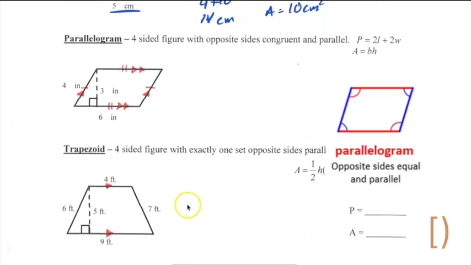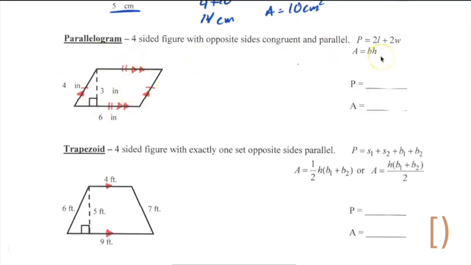A parallelogram, a four-sided figure with opposite sides congruent and parallel. This is a parallelogram. As long as the opposite sides are congruent and parallel, it's a parallelogram. And you find it just like a rectangle. Same rules. So my perimeter. Now keep in mind in this case, the perimeter is the outside. So it's going to be 4 plus 6 plus 4 plus 6. Don't be fooled by the 3. Perimeter is the outside. So again, if you want, you can use the formula. That's still there. So we go 4 plus 6 plus 4 plus 6. We get 20 inches like that.